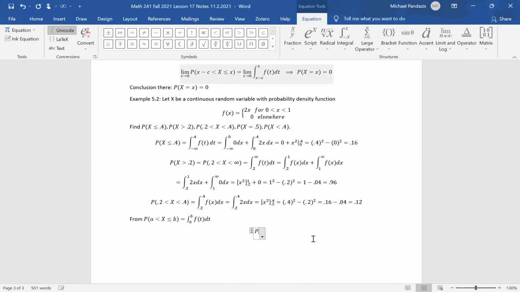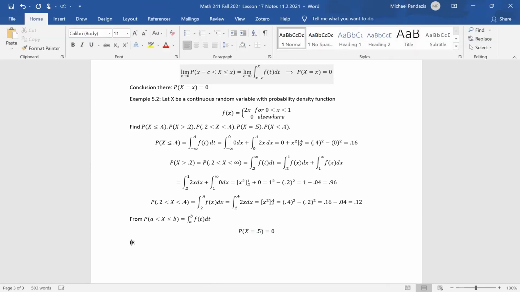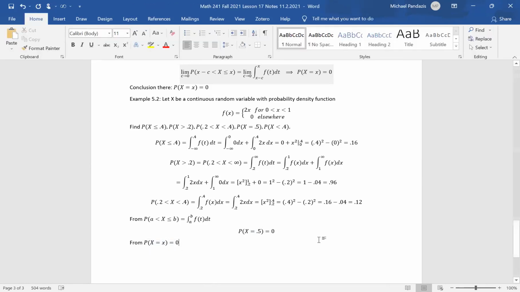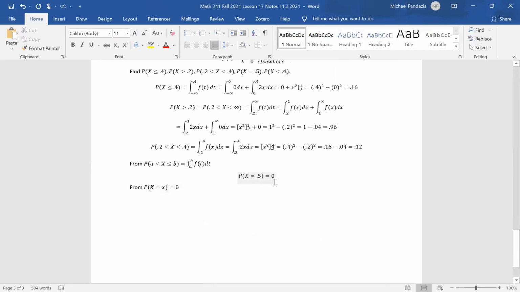Okay, the probability that x is equal to 0.5 is 0. Right? This is from the earlier fact, the probability of x equaling any fixed value has to equal 0. So we know that this has to be 0 because I just plug in little x equal to 0.5, and that tells me that probability is 0.